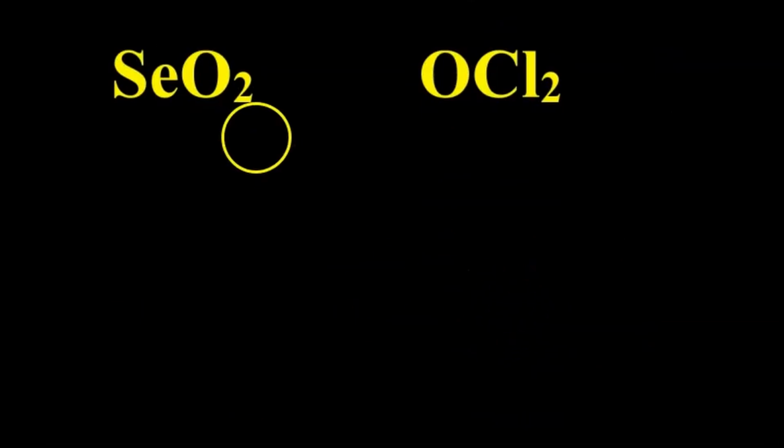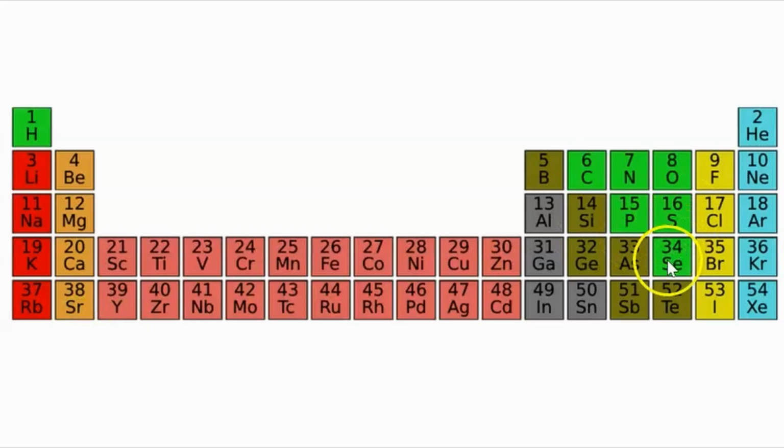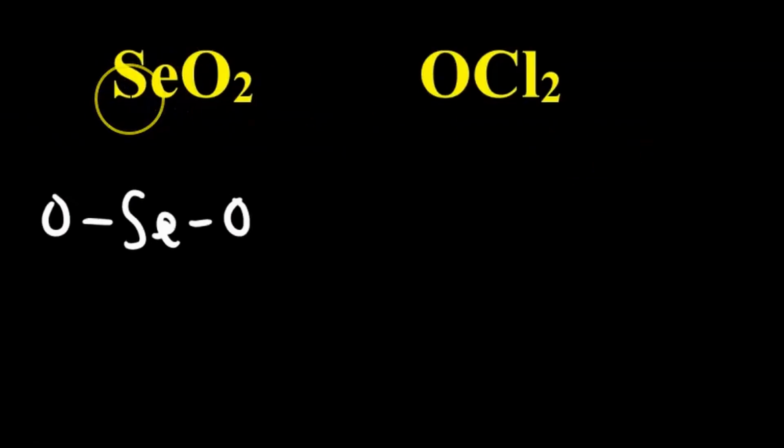All right, so next one here, we have this selenium dioxide molecule, and we want to attach the atoms. Selenium is the central atom. If we look on our periodic table, selenium's down here. It's lower than oxygen, so it's less electronegative. It's also singular and written to the left.